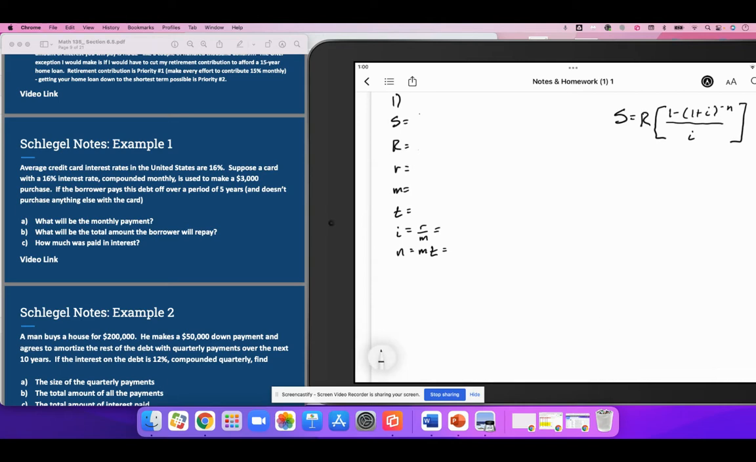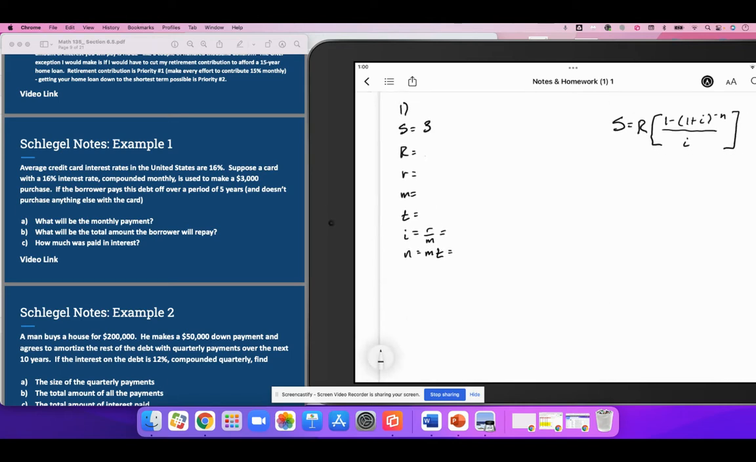And so our S, or our total amount, is going to be $3,000. We don't know what the monthly payment is going to be. The rate is 16%, compounded monthly, and T is going to be 5 years. So our R over M is going to be 0.16 over 12, and MT is going to be 12 times 5. That's 60. If I grab a calculator and do 0.16 over 12, it comes out as a repeating decimal, so I'm going to leave it as a fraction.